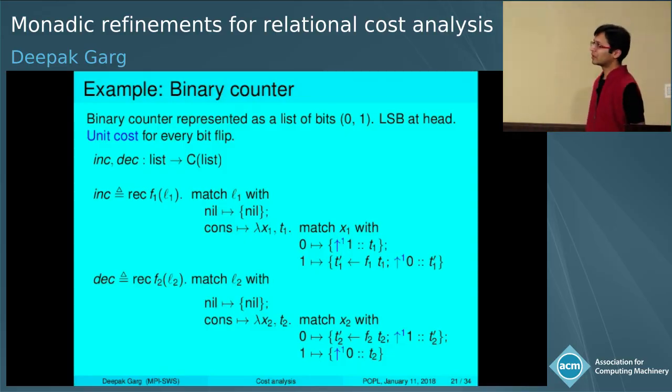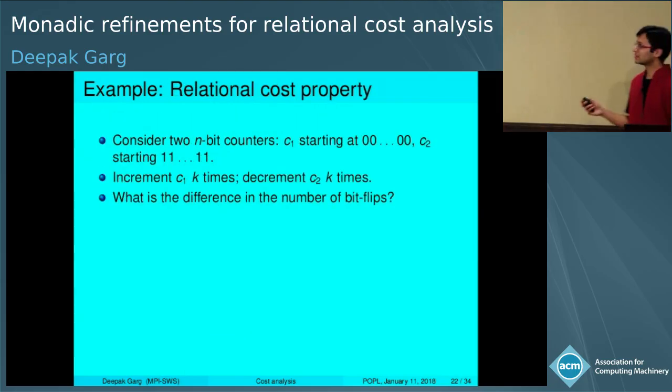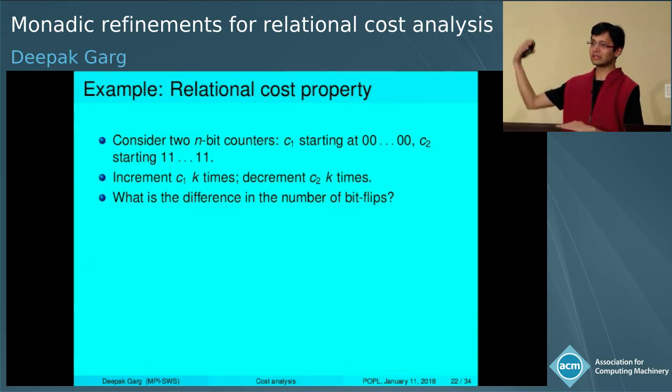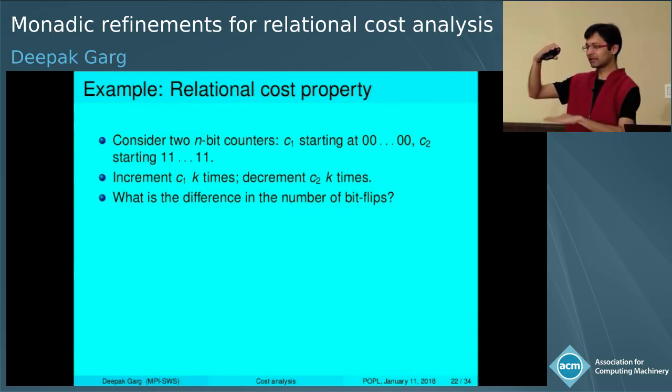So this is our binary counter example where we had an increment and a decrement function on the counter. Now I ask the following. Suppose I take two counters. One starts at all zeros, the other starts at all ones. I take this lower counter that starts at all zeros and increment it k times, take the upper counter that starts at all ones and decrement it k times.